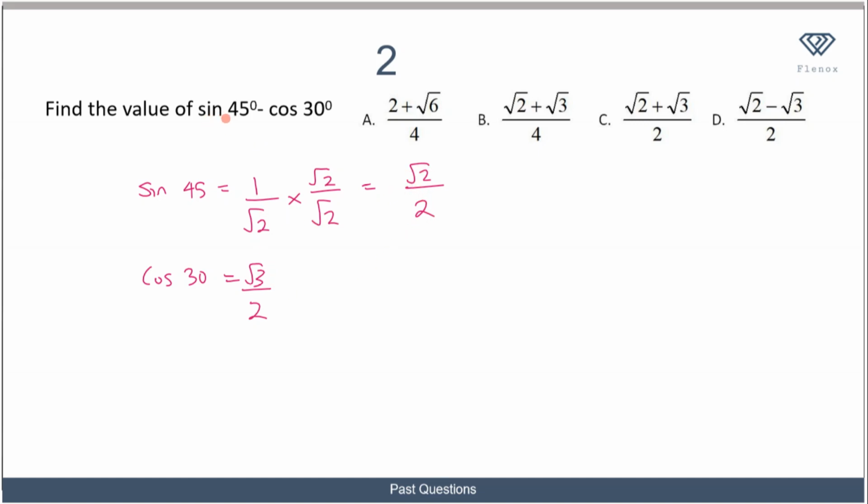So the question asks us to find sine 45 minus cos 30. Now I know that sine 45 is √2/2 minus cos 30, which is √3/2. The LCM in both cases is 2. 2 into 1 times √2 gives me √2, minus 2 into 1 times √3 gives me √3. So the answer is √2 minus √3 all over 2. And that makes the correct option to this question option D.